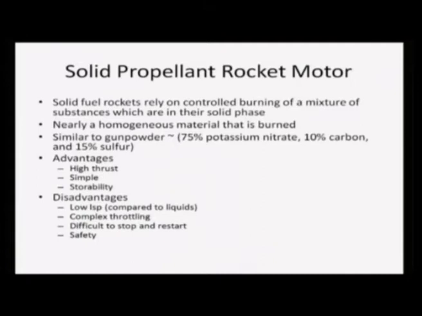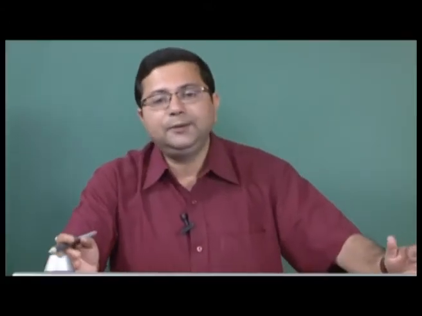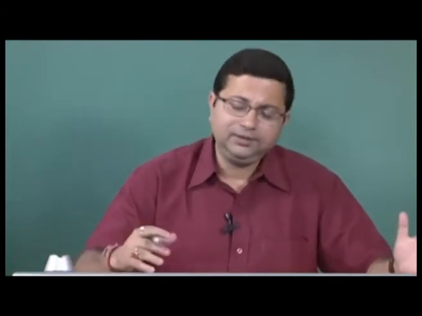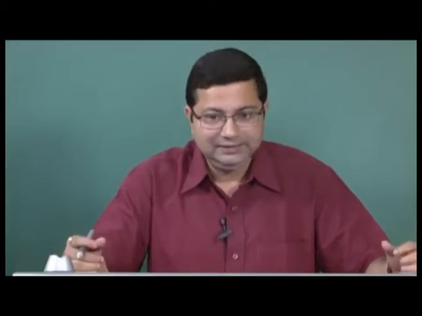The composition of this propellant is quite similar to gunpowder, that is about 75% potassium nitrate, 10% carbon and 15% sulfur. This is the composition of gunpowder by the way, but in solid propellant rockets, the propellant will have a slightly different composition or sometimes even a drastically different composition, but essentially all of them will be in solid state.